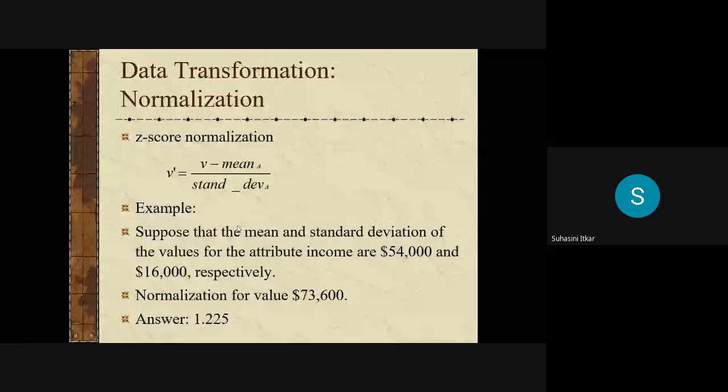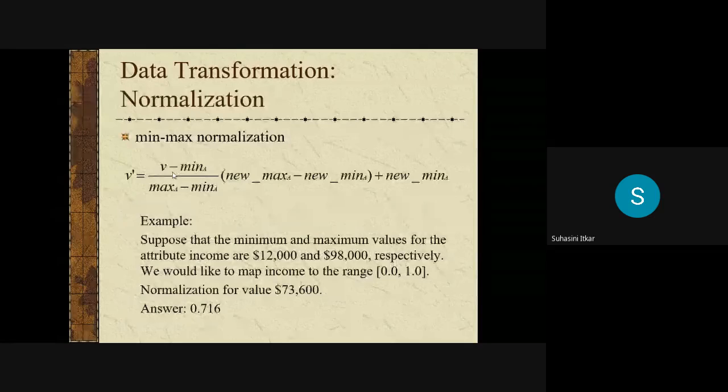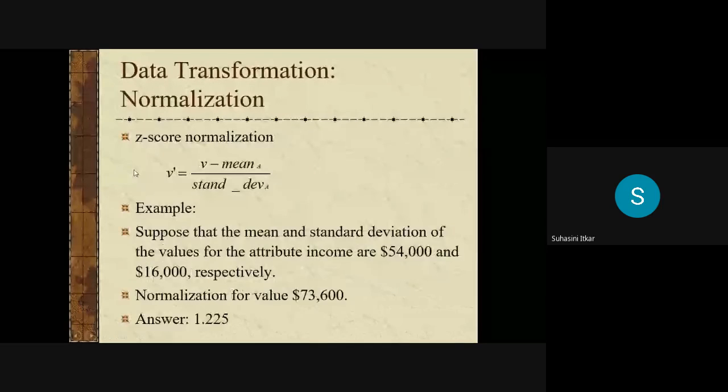The third technique. We have discussed min max normalization, where the min max values are calculated from the original data set and the new range of min max is mentioned in the problem statement itself. So we are expected to calculate the new v dash value, that is min max normalization. And z score normalization is where we calculate the mean value and we get the normalized value. So the answer is 1.225 for the normalization of the 73,600 value.